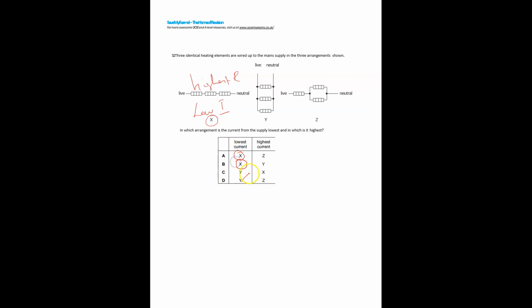These two options are wrong. And then highest current. These three resistors are connected in parallel. See, here is the lowest resistance. So the highest current it has. The combination Y. So option B is right.